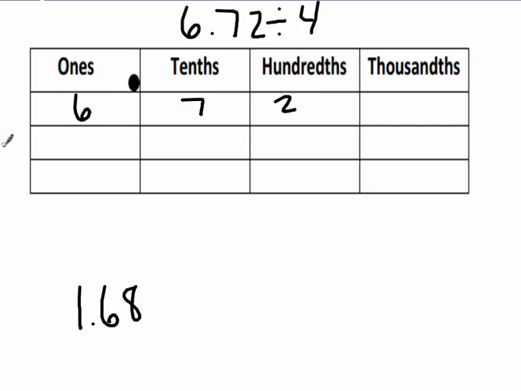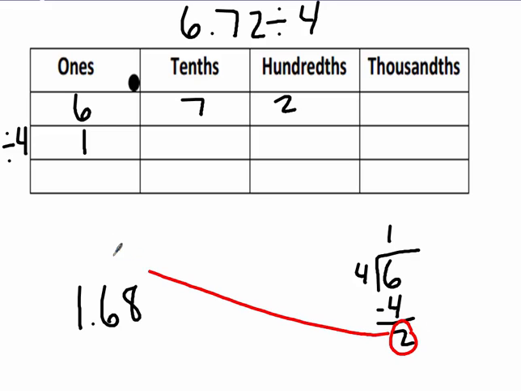I'm going to divide each one by 4. 6 divided by 4, well that is 1. There's a leftover 2. There's a remainder of 2. I can see it right here. So this 2 is from my what? My 1s. So I'm going to take that 2 and I'm trading it for 20 tenths.